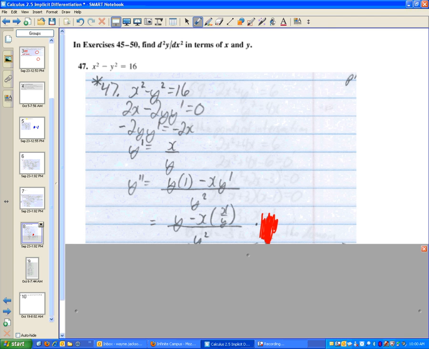Okay. And now that gives us another problem. We have a fraction in our fraction. But only for a little while. Since the denominator of our fraction that we don't want is a y, multiply by y over y.